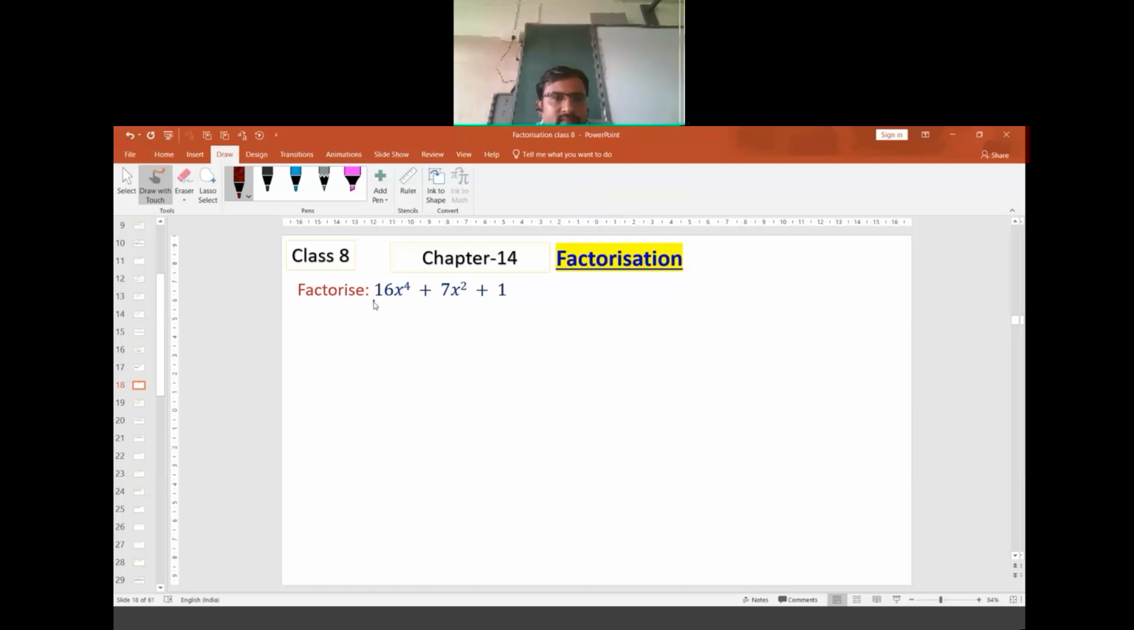Actually, whenever some number is there along with the first term, this should be considered with 1 and the product should be 16. This is one method. Another method is, if I make a slight change in the question, if I write this as 16x to the power 4 plus, instead of 7x square, I will write 8x square plus 1 minus x square. Can I do it like this?